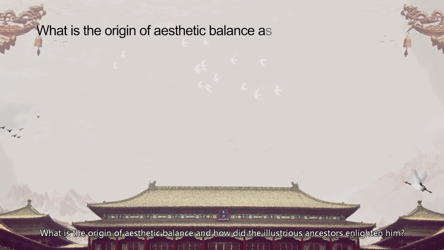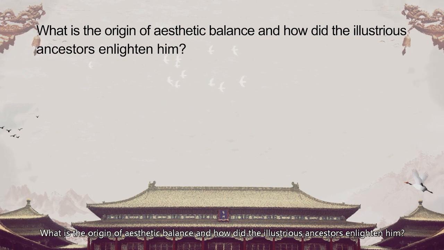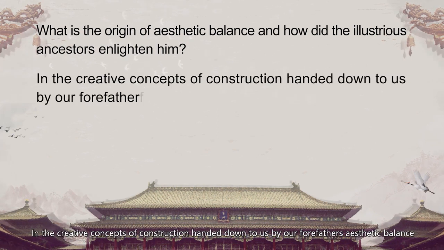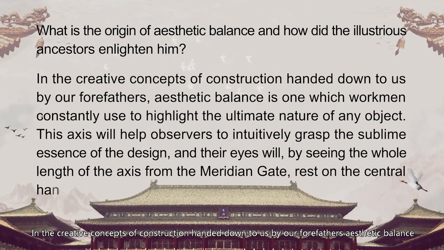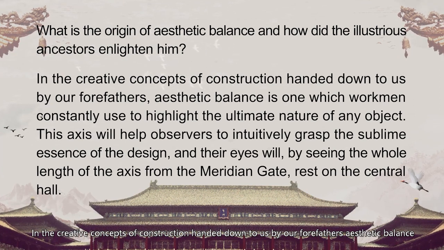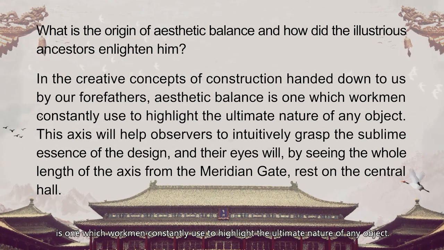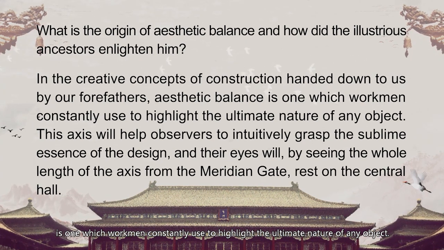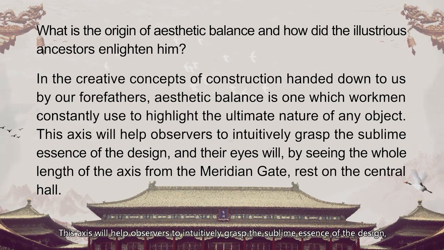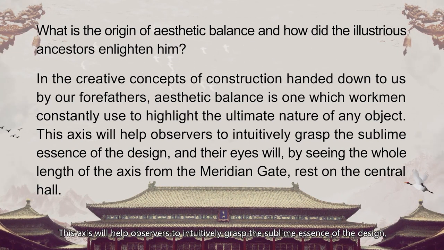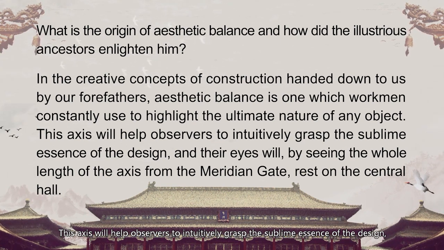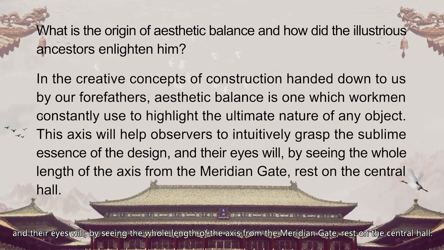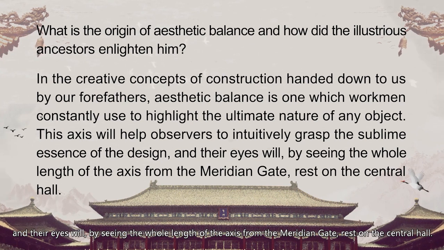What is the origin of aesthetic balance, and how did the illustrious ancestors enlighten him? In the creative concept of construction handed down to us by our forefathers, aesthetic balance is one which workmen constantly use to highlight the ultimate nature of any object. This axis will help observers to intuitively grasp the sublime essence of the design, and their eyes will, by seeing the whole length of the axis from the Meridian Gate, rest on the central hall.